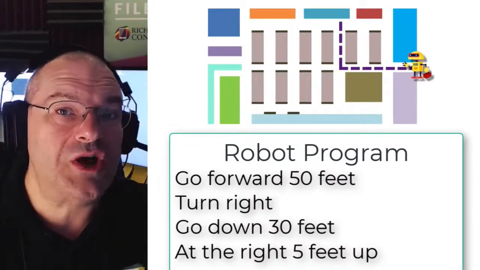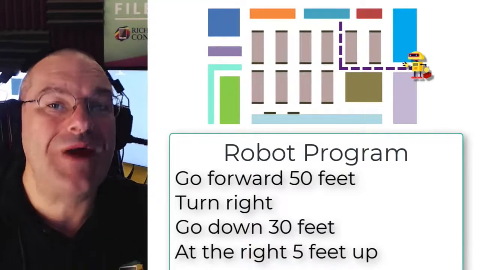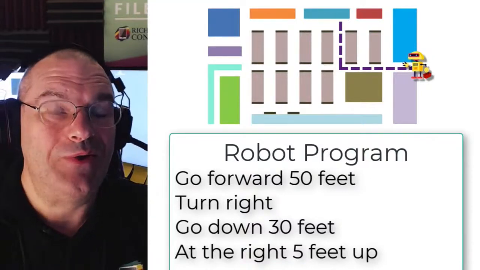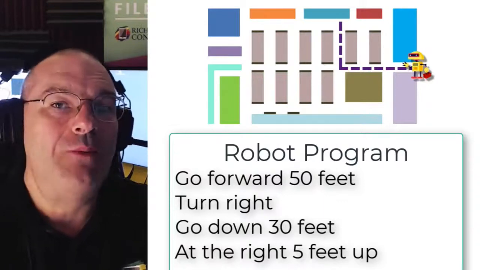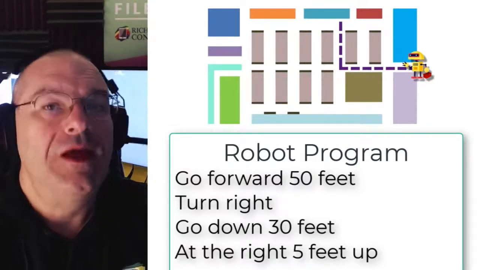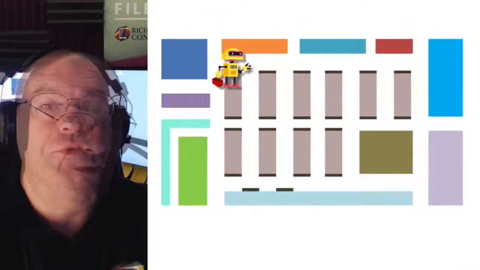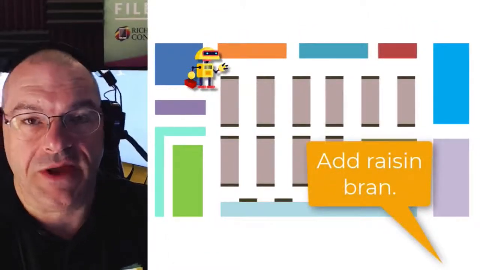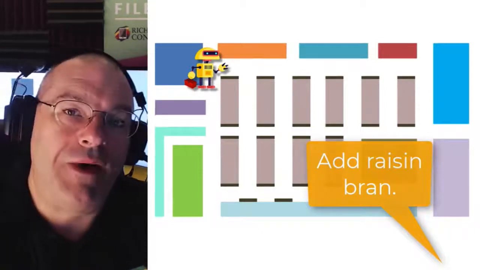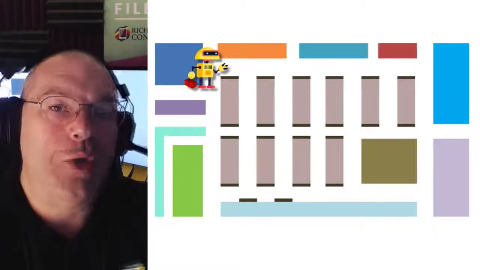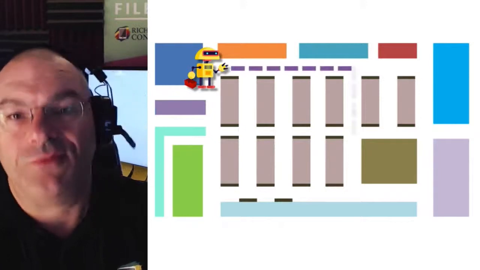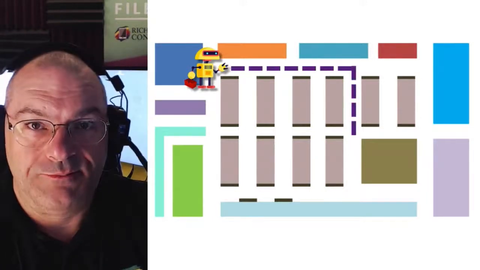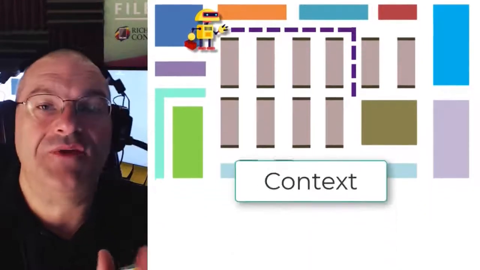Now, those instructions are perfectly valid and will work great if we know where the robot's at and the robot knows where it's at when it runs it, i.e., the robot always starts from the same place. But what if the robot was on the other side of the building and you said, oh, I want to add Raisin Bran to this order, and you give the robot the same instructions? Well, going forward 50 feet and then turning right and then looking to the right again will get you something totally different. And that describes the issue of context.